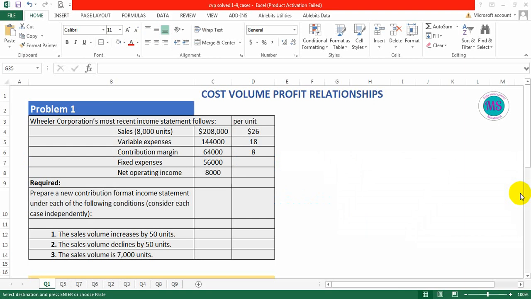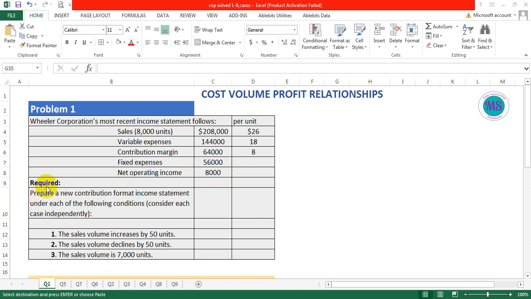In problem number 1, Wheeler Corporation's most recent income statement follows: sales 8,000 units, $208,000, per unit price or per unit cost is $26. Variable expenses $144,000, per unit cost is $18. Contribution margin is $64,000, per unit is $8. Fixed expenses is $56,000 and net operating income is $8,000, right?